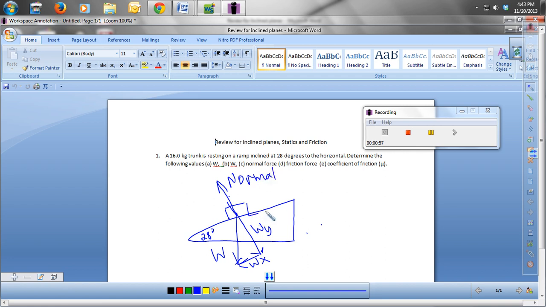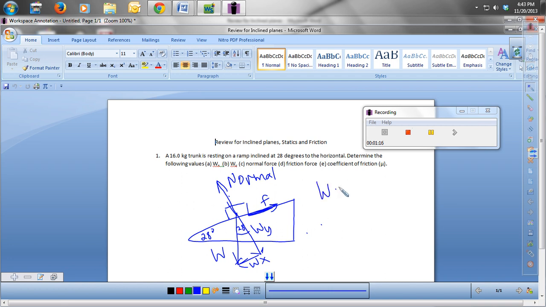And there's some friction, because gravity is trying to slide it down. If there is no friction, then it will slide down, but it tells me that it's resting there, so there has to be friction to keep it in place. Now, I know that this angle is 28 degrees because that's what it tells me.